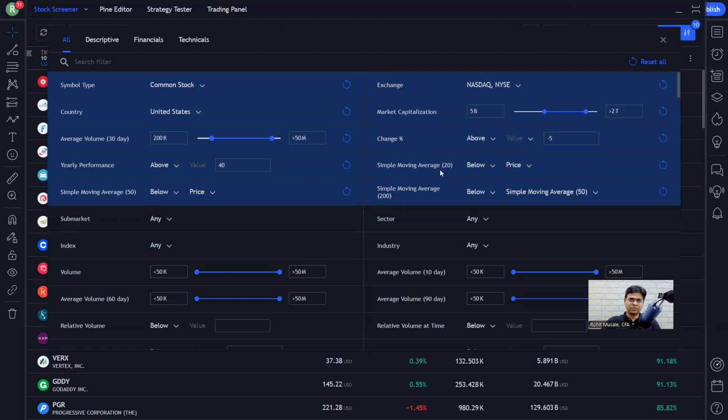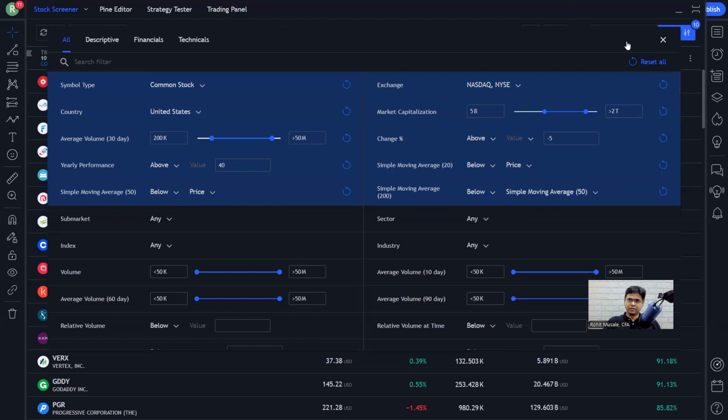Next is simple moving average. The 20-day simple moving average should be below the price. In other words, the price is above the 20-day simple moving average, which indicates an uptrending stock, because you are buying breakout growth stocks. Then you have the 50-day simple moving average below the price again. So the price has to be above the 50-day simple moving average. And within the moving averages, the 200-day should be below the 50-day, which means the 50-day should be above the 200-day.